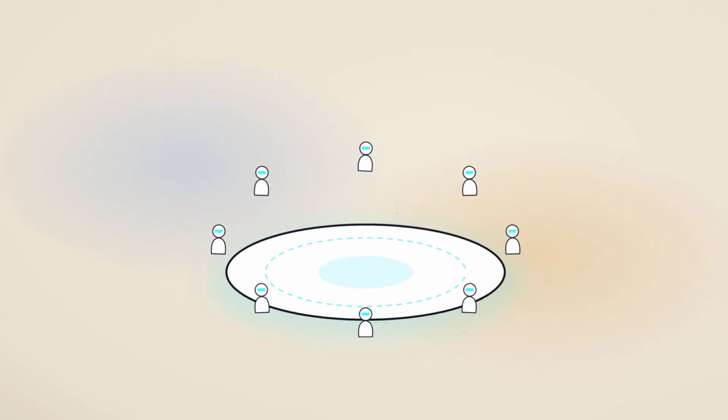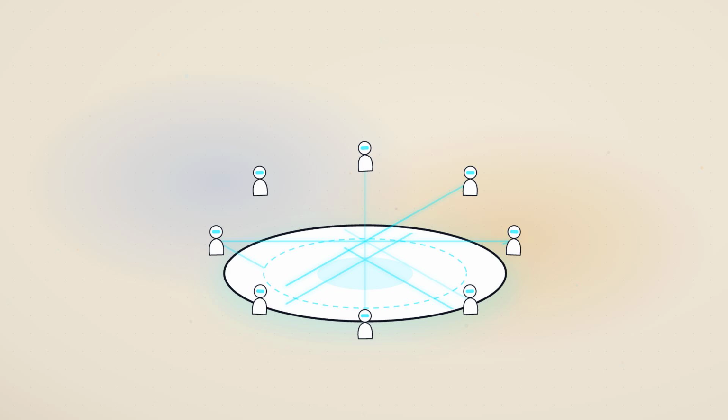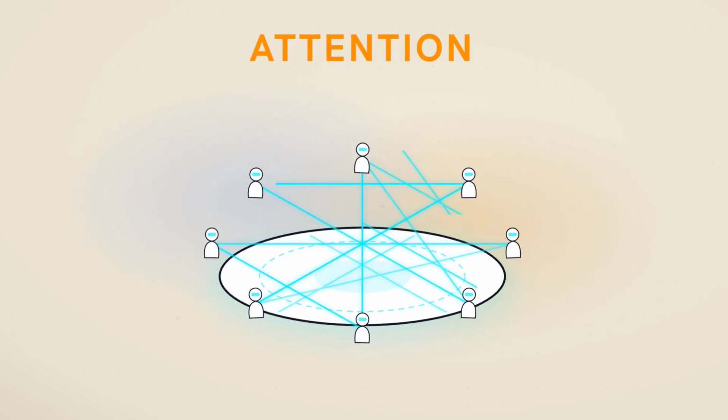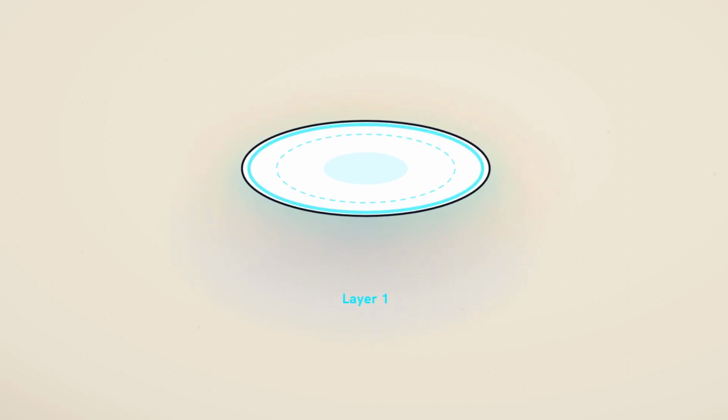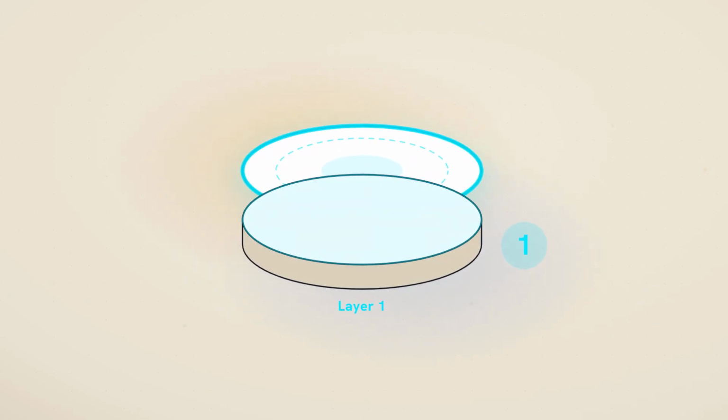Every word does this at the same time. Each one turns to the words that matter to it. That turning has a name, attention. One full round of everyone turning to what matters, that's one layer.